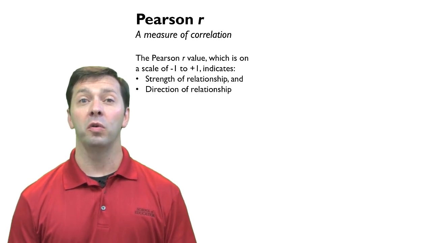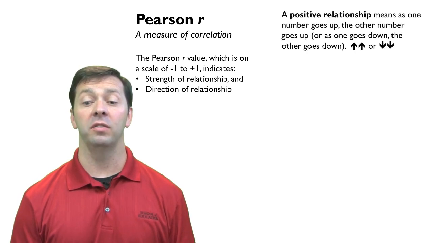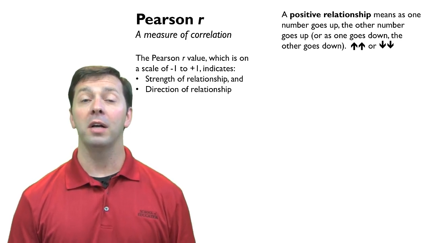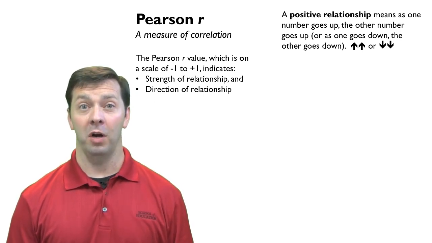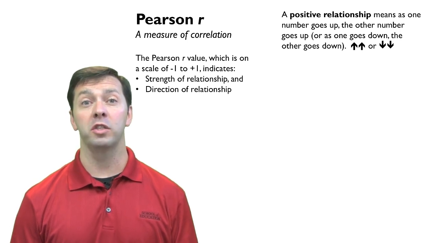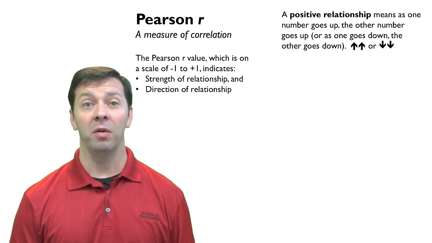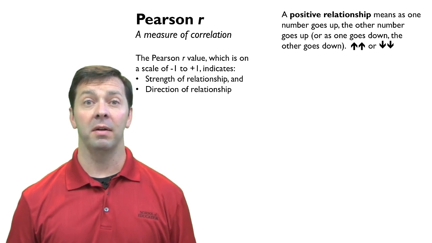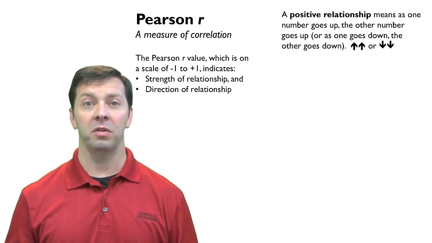When we talk about the direction of the relationship, what we're talking about is the kind of relationship that's going on between the sets of numbers. And there's two different kinds. One is a positive relationship. I'll keep it really simple. A positive relationship happens between two sets of numbers when, as one number goes up, the other number goes up, the corresponding number in the other set of data. Or you could think of it this way, as one number goes down, the other number goes down. I have the arrows there to represent kind of visually in that way with symbols. As one goes up, the other goes up, or as one goes down, the other goes down.